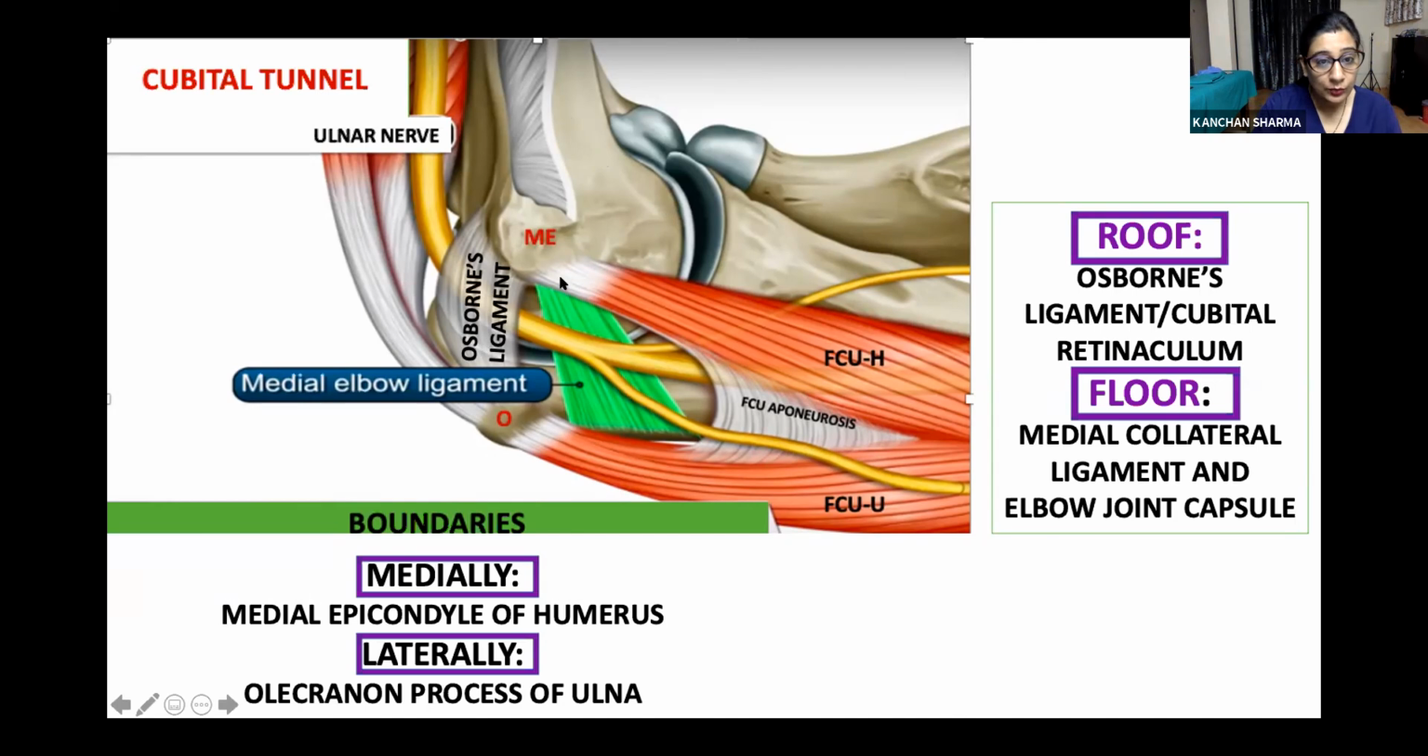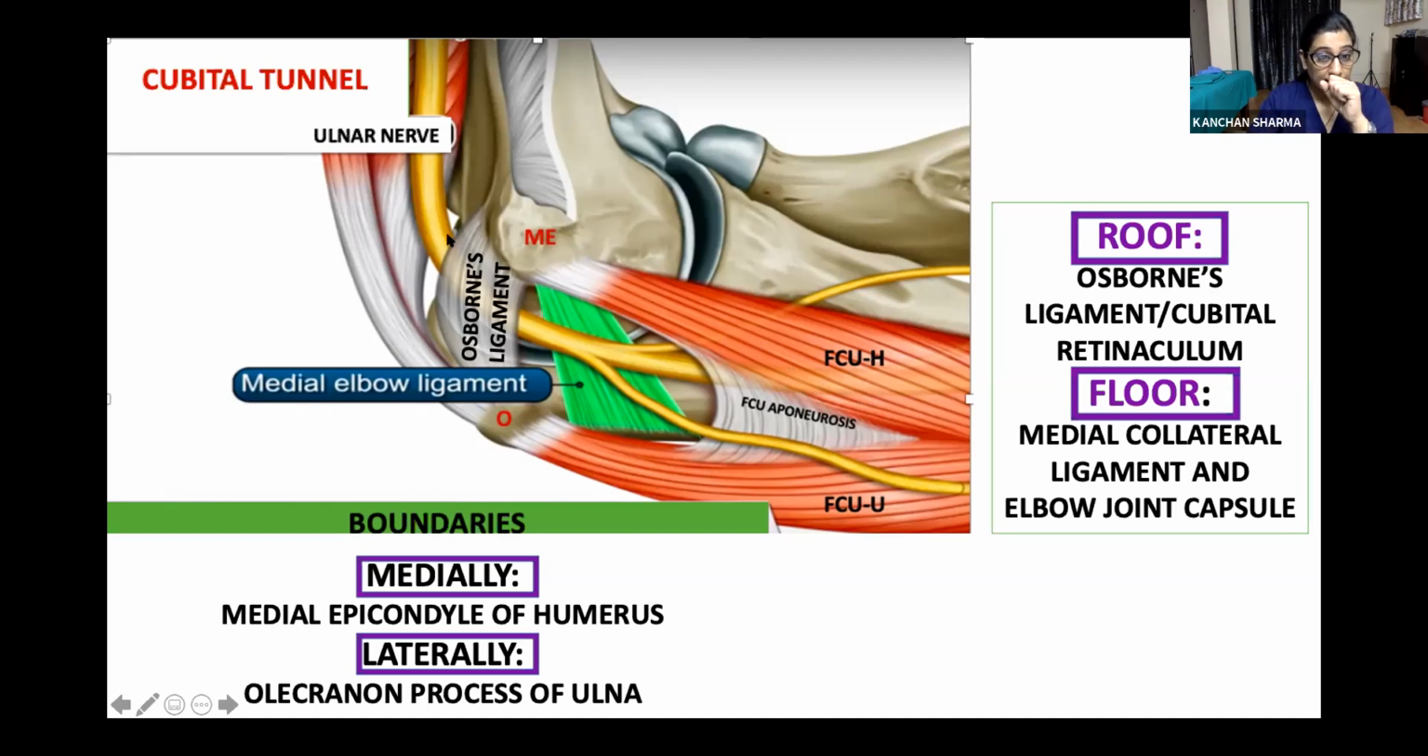If you go deeper, a little caudal, what you will see is the flexor carpi ulnaris. It has got a humeral head and an ulnar head. So this humeral head is from the medial epicondyle. Medial epicondyle is a part of the humerus. That's why this becomes the humeral head. The ulnar head is from the olecranon process. Olecranon process is a part of the ulna. That's why this becomes the ulnar head. Now, these two heads are connected by an aponeurosis.